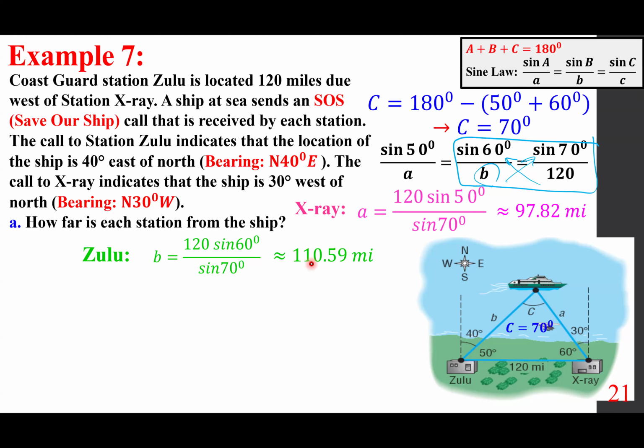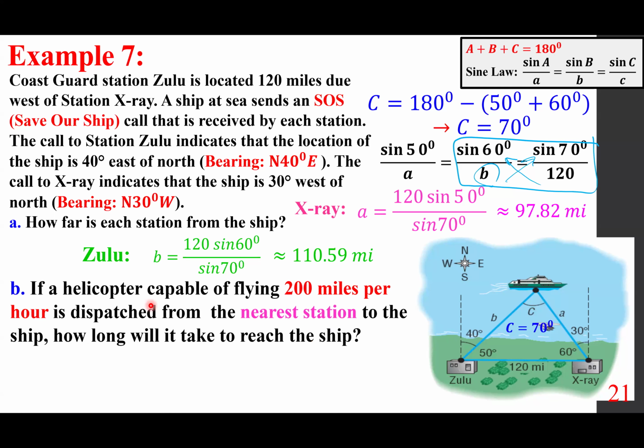So this distance is shorter than this distance. This distance is 97.82 miles. This distance is 110.59 miles. If a helicopter capable of flying 200 miles per hour is dispatched from the nearest station to the ship, how long will it take to reach the ship? Obviously, we're going to go with A, the smaller of the two.